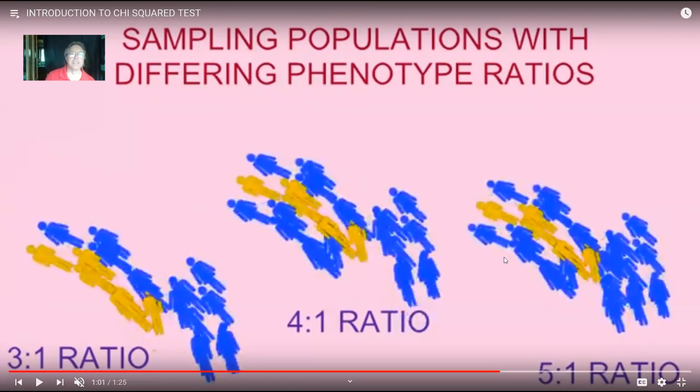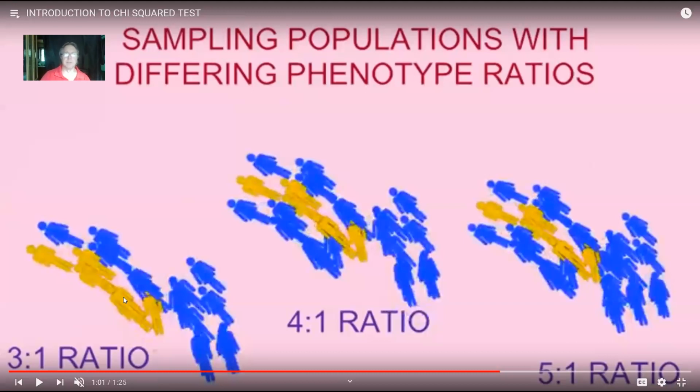And there are different statistical tests. With my classes, we'll be going through Excel spreadsheets and the data we use in the lab. But the key would then be this. So let's say I count 100 flies or 100 people. If I'm saying it's a 3 to 1 ratio, then my prediction is that 3/4 are blue and 1/4 are yellow.